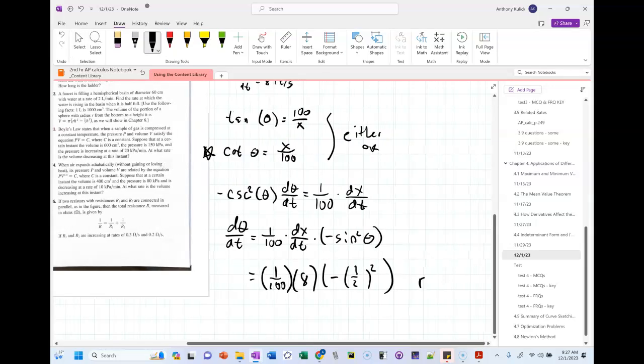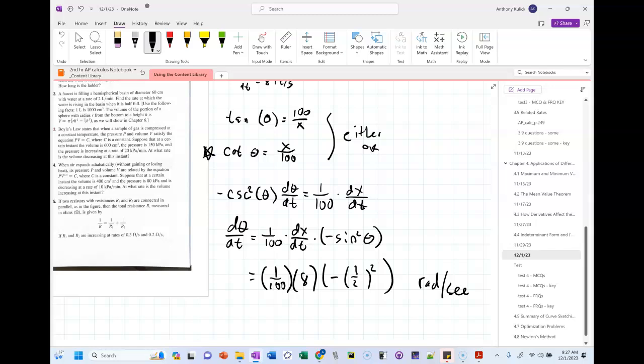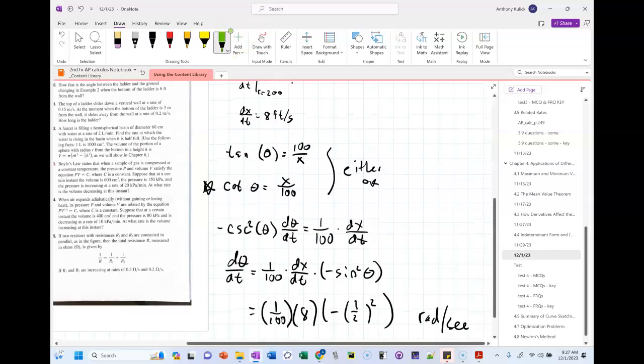And this would be what unit? Radians per second. Since it's talking about the change of an angle with respect to time. All angles in calculus are going to be measured in radians. And the rate for dx dt was in seconds, so I know that we should be in radians per second.